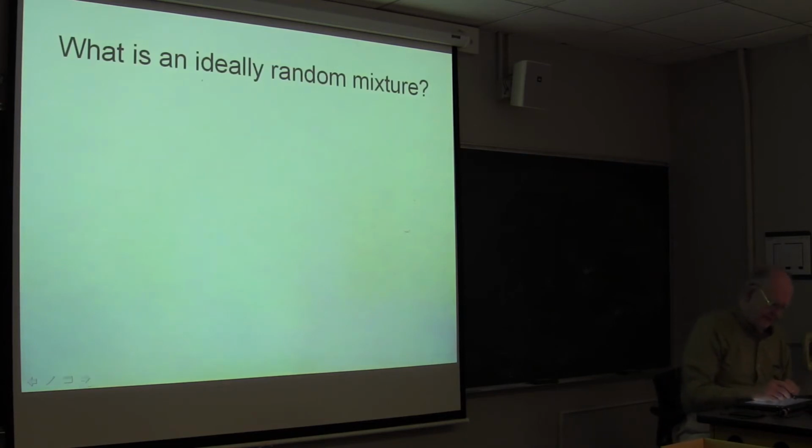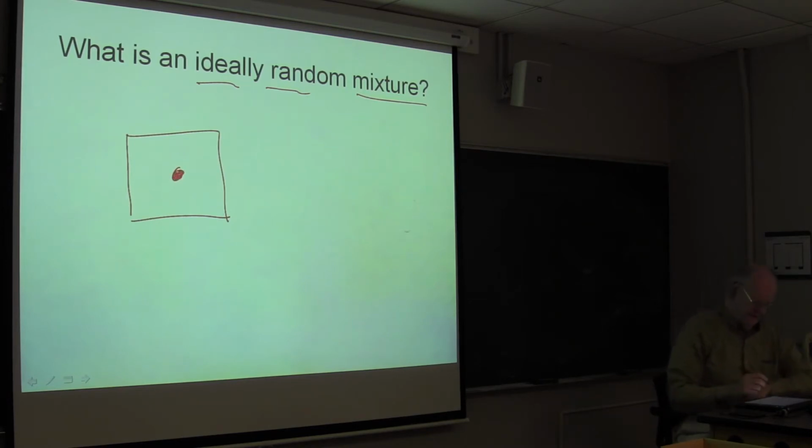Okay, so what do I mean by an ideally random mixture? Okay, so there's molecule type 1. And suppose I form a mixture of molecule type 1 with molecule type 2. And let's suppose that it's 20 mole percent 1. So the mole fraction of 1 is going to be 0.2, and the mole fraction of 2 is 0.8.